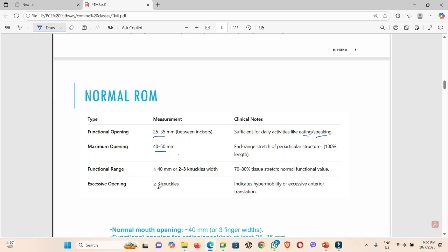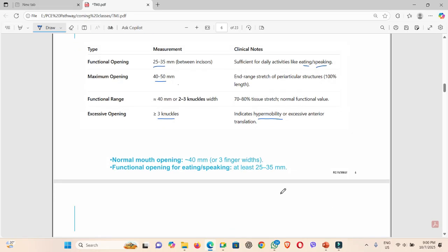Excessive opening, more than 3 knuckles, suggests hypermobility. Normal opening of the mouth is 3 fingers. There's a test as well, the 3 knuckle test. If you have opened Maggie, that picture is there.